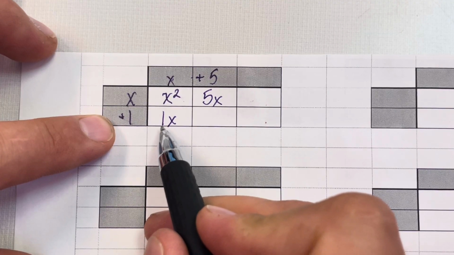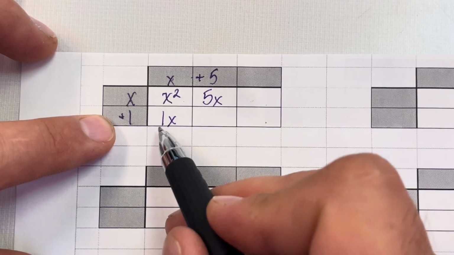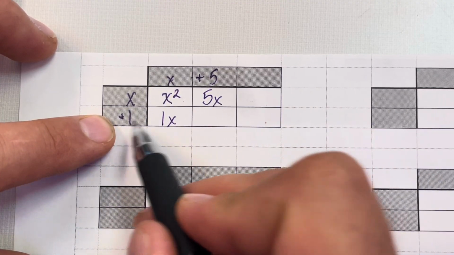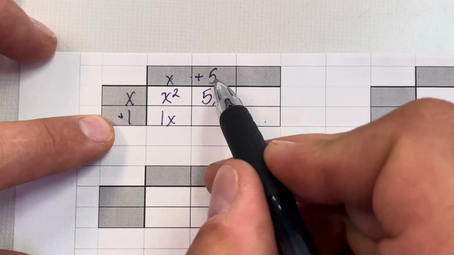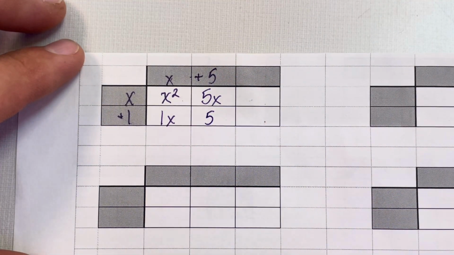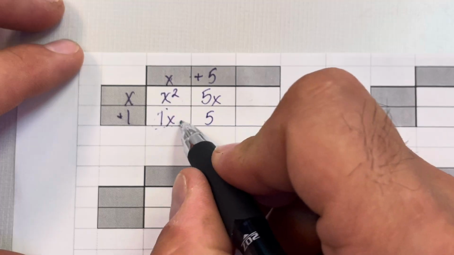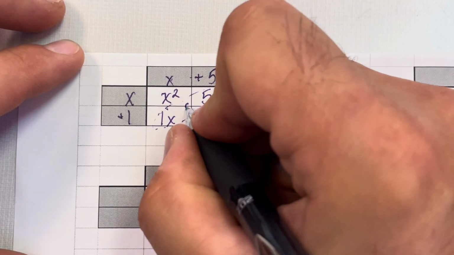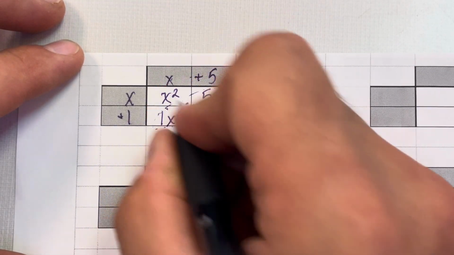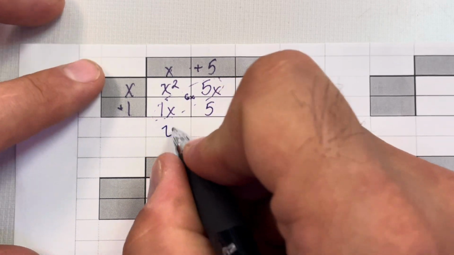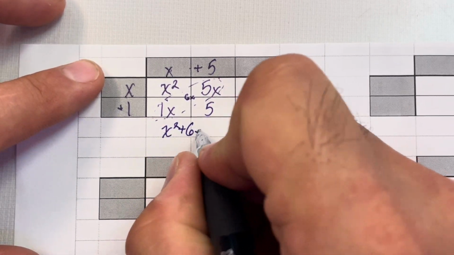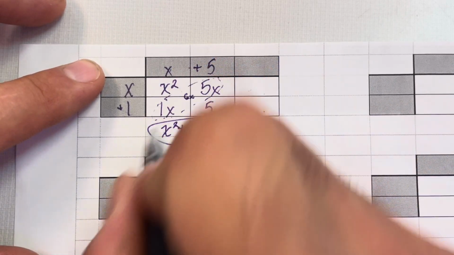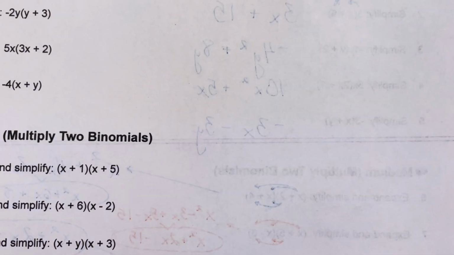We can put that there or not. Here's the thing, I already see that we have x's that can combine, so I'm going to put a 1 in front of it. 1 times 5 is just 5. And then we look at this and ask, can we combine anything? Yes, right? Here we can combine that to make 6 x's. And that is our answer. Our final answer is x squared plus 6x plus 5. That's what we saw in the blocks, and that's also what we see with that diagram.